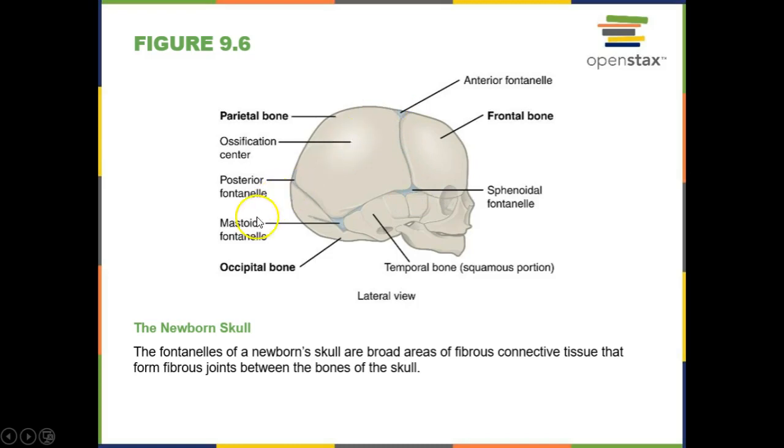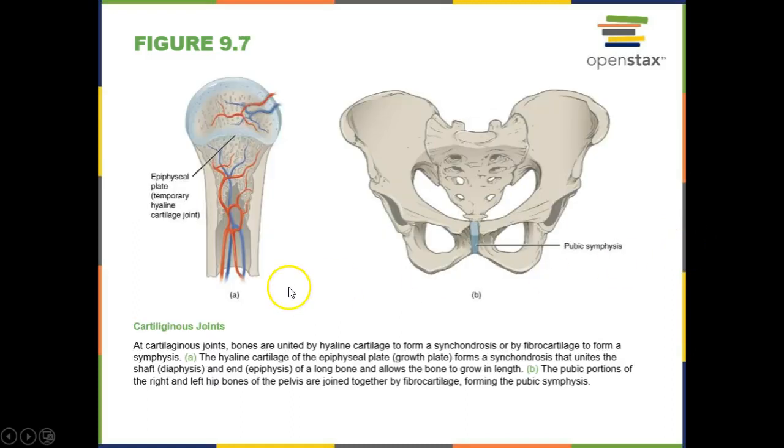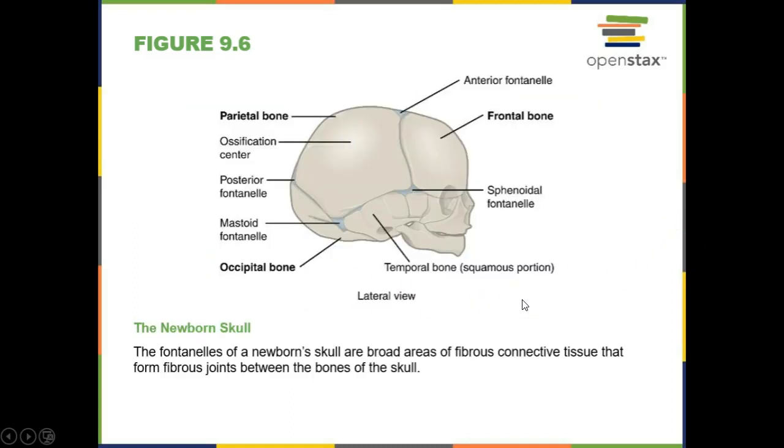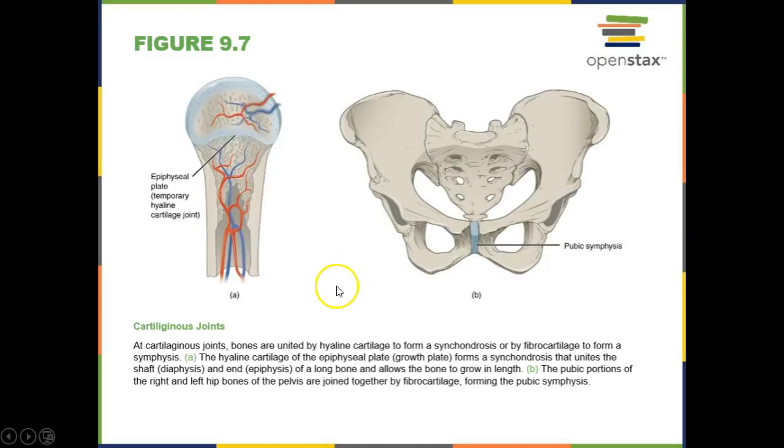These fontanelles are also fibrous tissue, and eventually they will fill in with bone. They'll become osseous tissue, and you'll have that fully formed squamous suture. Okay. Or I said fully formed squamous suture, but fully formed sutures all the way around when these soft spots, these fontanelles, fill in with bone or become bone.